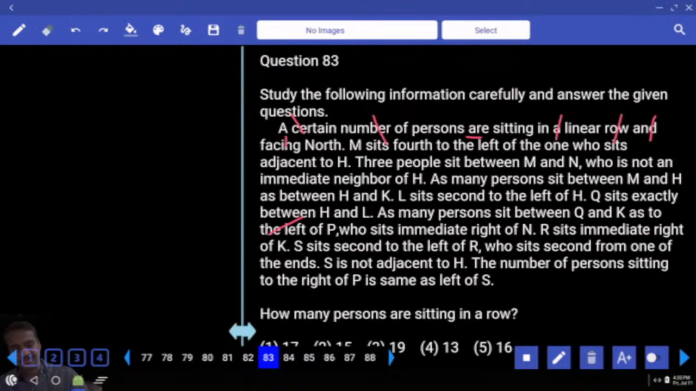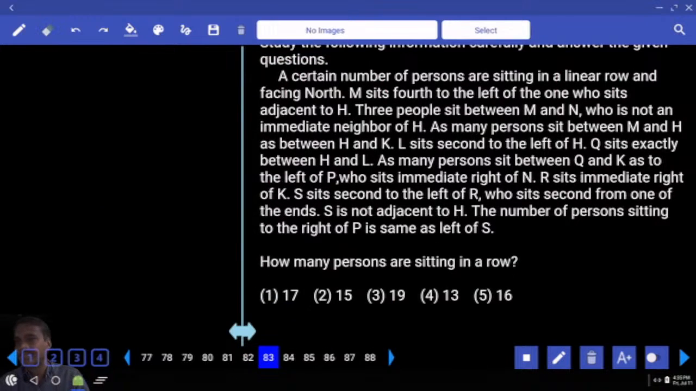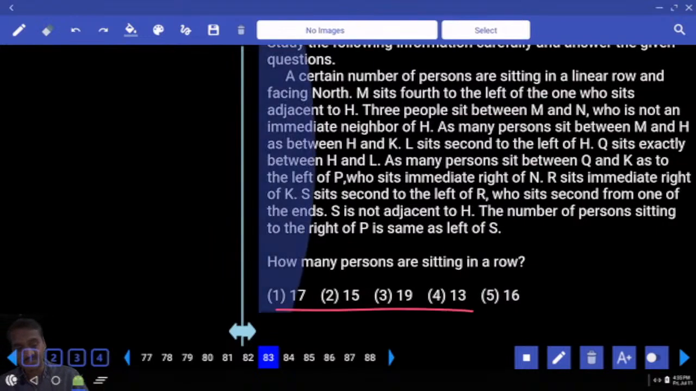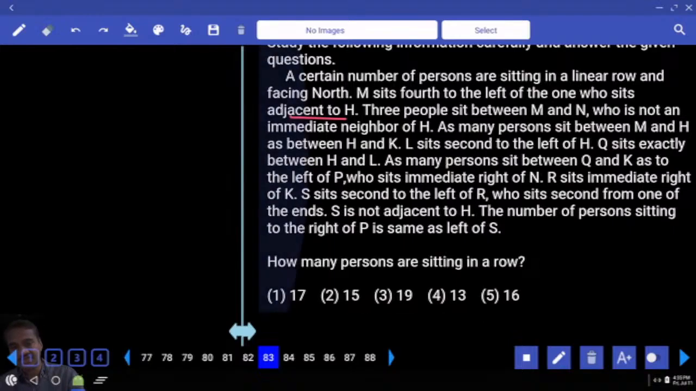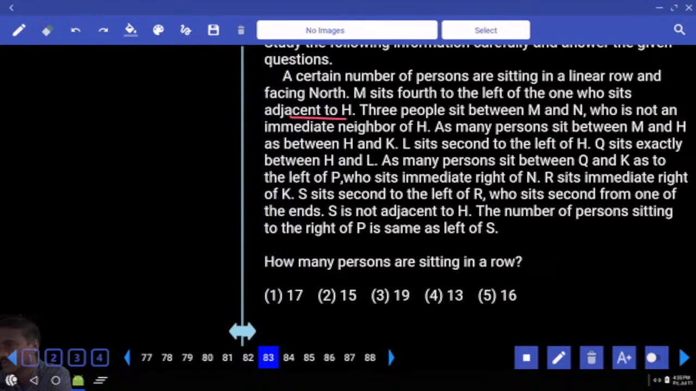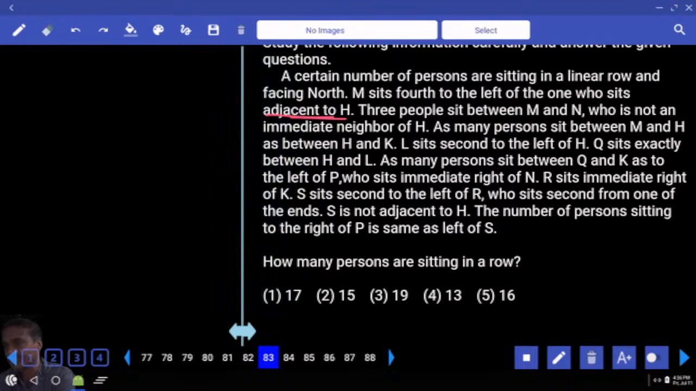Then 83 to 87, first or second priority? First priority. Why does it come under first priority? All these numbers are below 20, below 20, PO prelim, first priority. Then what is the first information? M sits 4th to the left of the one who is seated adjacent to H. Clear? Just by reading this information, you need to shift this one to second priority. Maybe keep it as second priority. Clear?